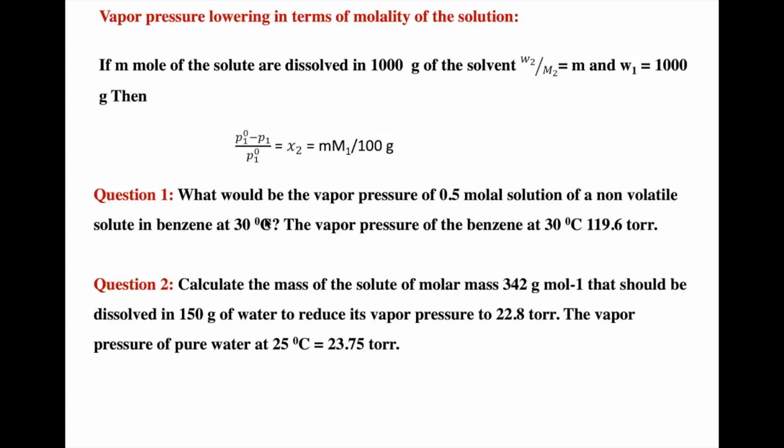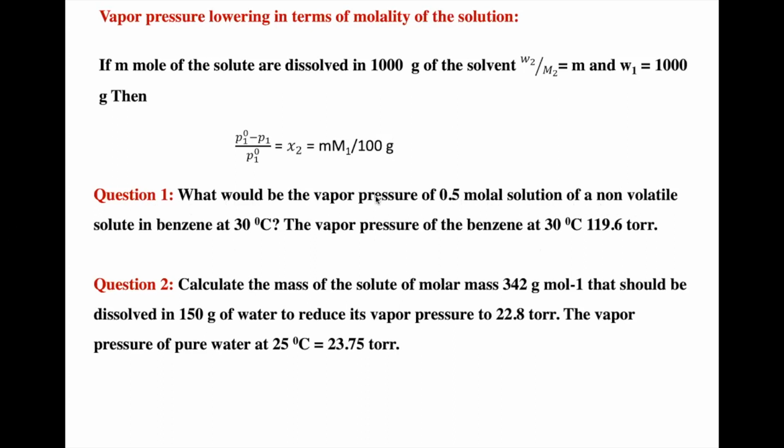Let's solve this question. For example, question number one: what would be the vapor pressure of a 0.5 molar solution of a non-volatile solute in benzene at 30 degrees Celsius? The vapor pressure of benzene at 30 degrees Celsius is 119.6 torr. Okay, so in this question, you are already given the vapor pressure of the benzene.